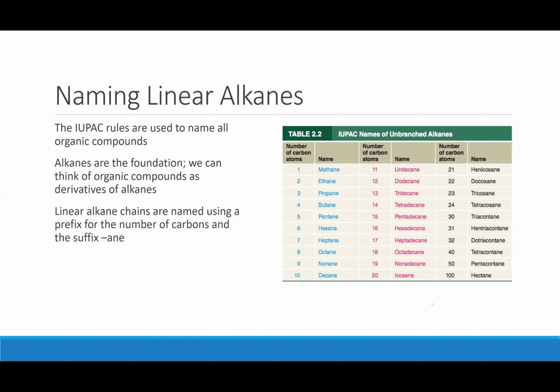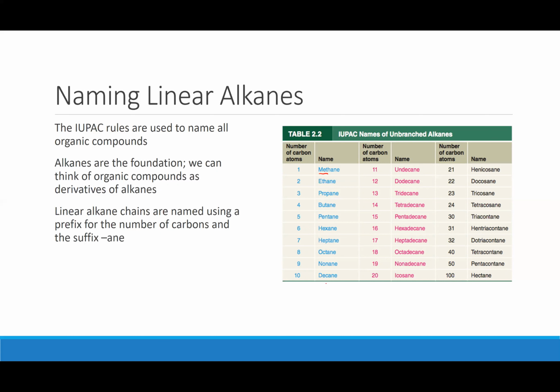Now, to name alkanes when they're linear, not in a ring, but just linear, the IUPAC, or official naming rules for organic compounds, shows that we name according to the number of carbons that are there. And the prefix is going to be as shown, where the number of carbons shows the prefix. So for one carbon, we use meth, 2 eth, 3 prop, 4 but, 5 pent, etc.